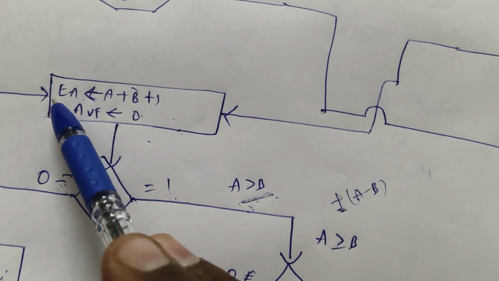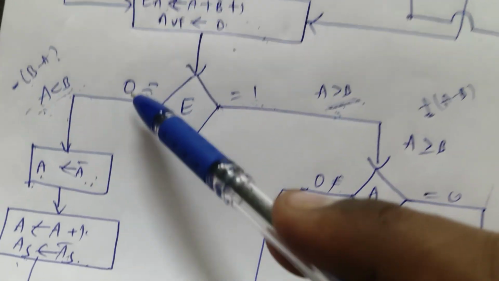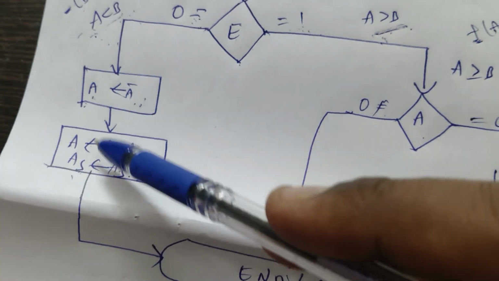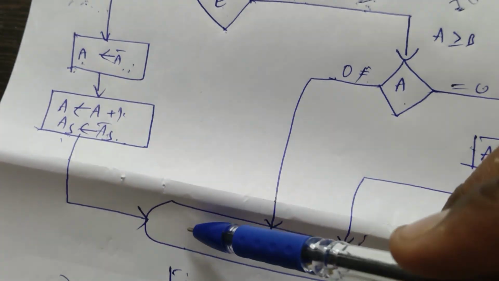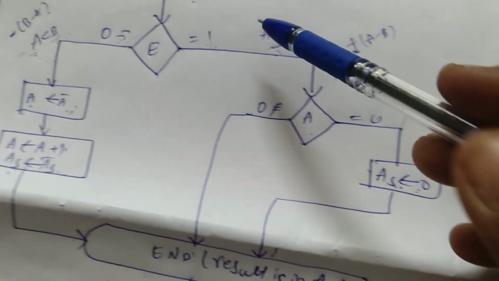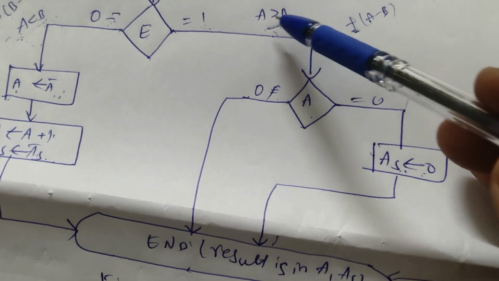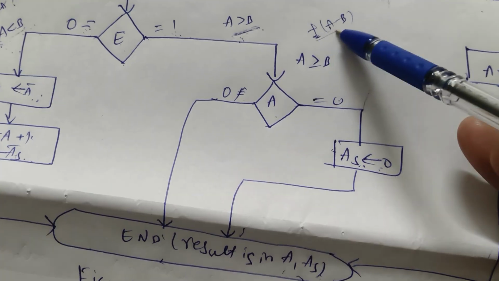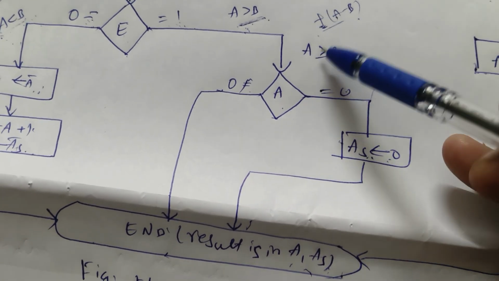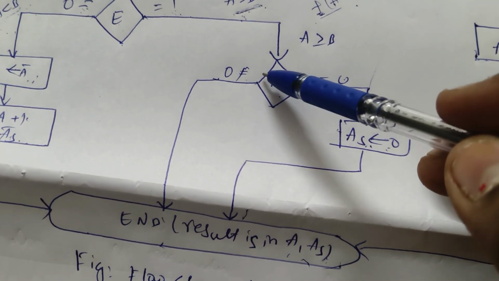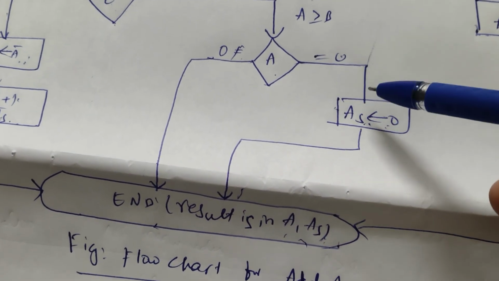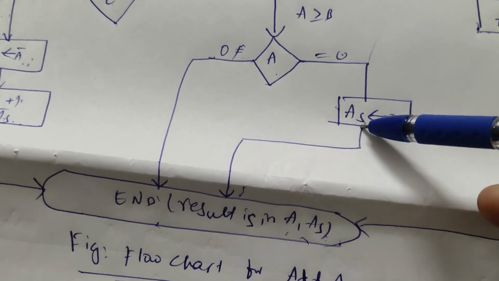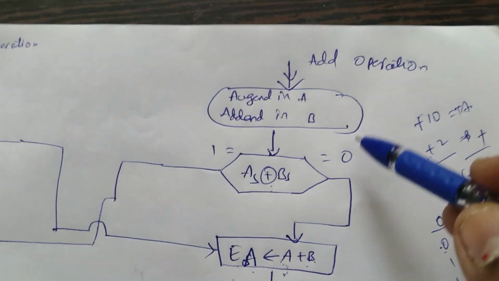Whatever the E value is, if E is equal to 0, it indicates A is less than B. So the sign is complemented, the A value is complemented and 1 is added to it, and the result is stored in A. If E is equal to 1, it indicates that A is greater than B, so the final answer is plus of A minus B. If A is not equal to 0, we end the process. If A is equal to 0, we make the sign bit of A as 0. So this is about the addition process.